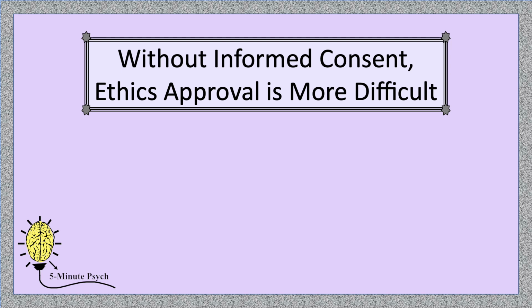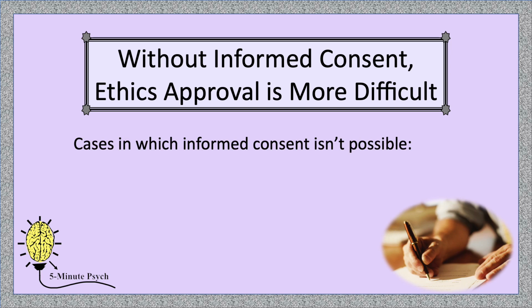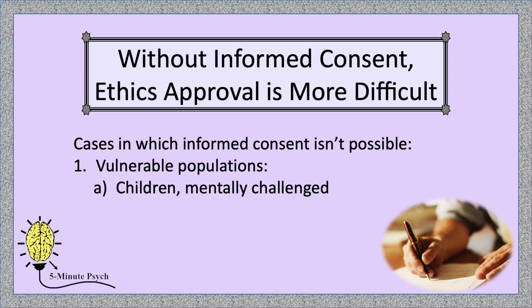It isn't always possible to get informed consent, and in these cases, it's much more difficult for a study to get ethics approval. This is the case with vulnerable populations, such as children or people who are mentally challenged. In these cases, the individual can't give legal consent and may not have the cognitive ability to be fully informed. With these populations, the researcher would get informed consent from a legal representative and obviously would also need assent from the participant themselves. They would have to be willing to participate.